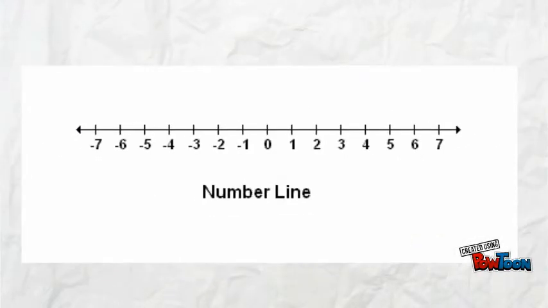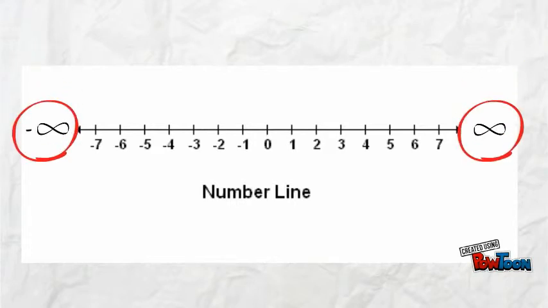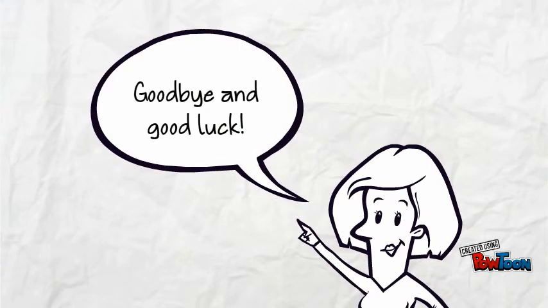Lastly, don't forget that each category of number in the number system is part of an infinite set of numbers. If you would like to see how these different types of numbers relate to each other in the number system, then please continue to part 2 of this tutorial video.